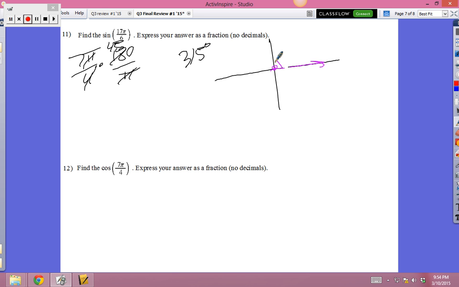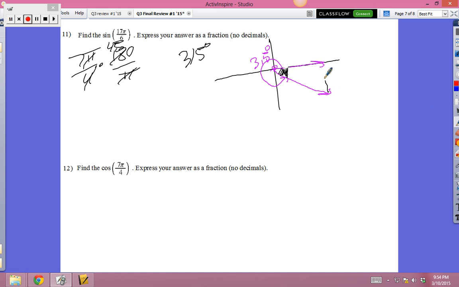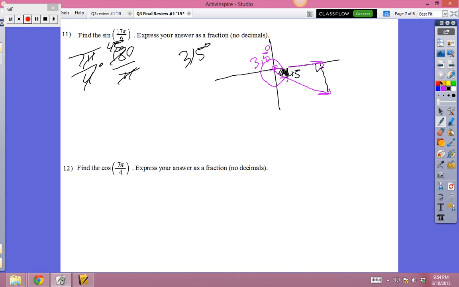So this is where we start. Now we open up 180, 90, 180, 270, 315 is going to be somewhere right here. So this angle is a 315 degree angle. But we're going to do the trig on this, the reference angle. So go up, make a 90, and that is a 45 degree. Okay, and a 45 is half of a square.